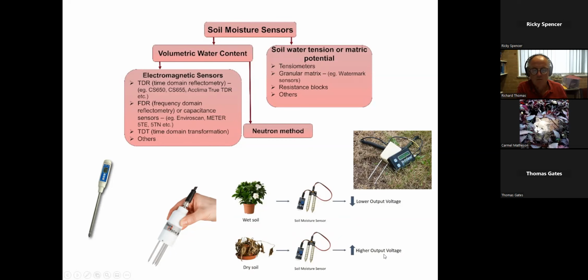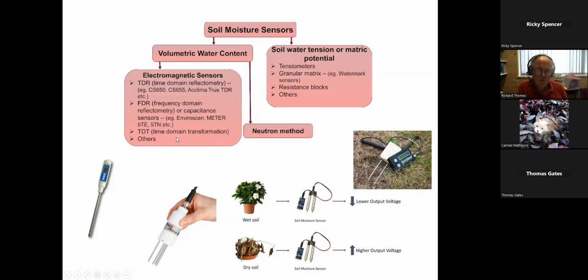I don't know what the neutron method is. I think that's neutron activation analysis. I'm going to leave that one out. It's not common, and you'd need a specialist piece of equipment in order to do it. But electromagnetic sensors, of which these are mostly what we're looking at.